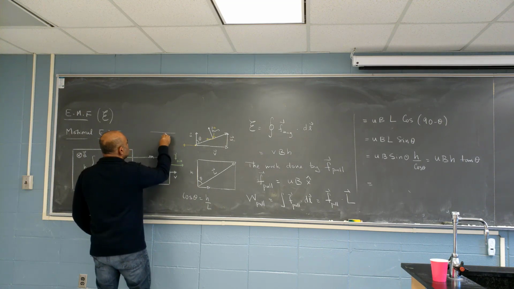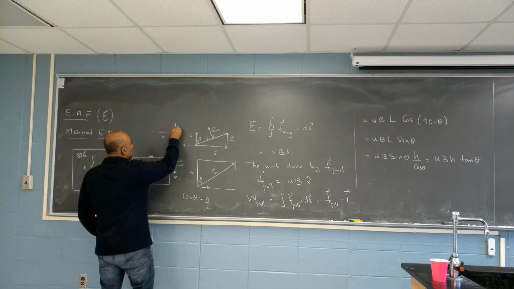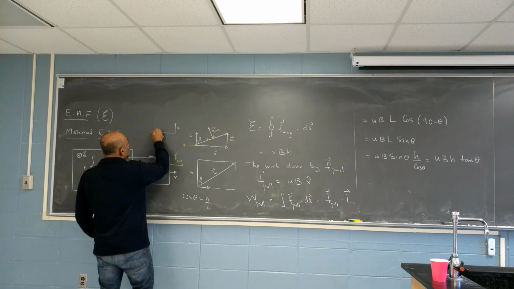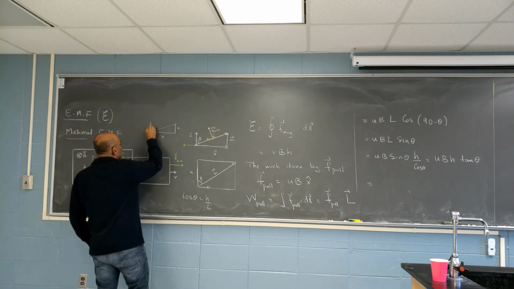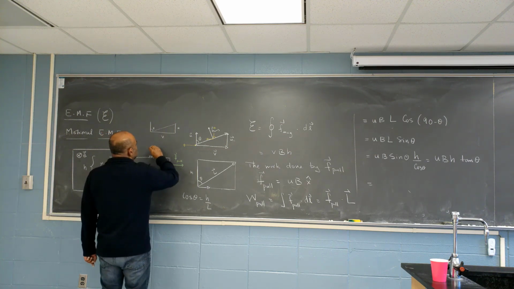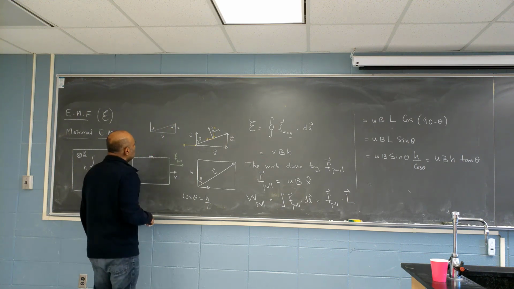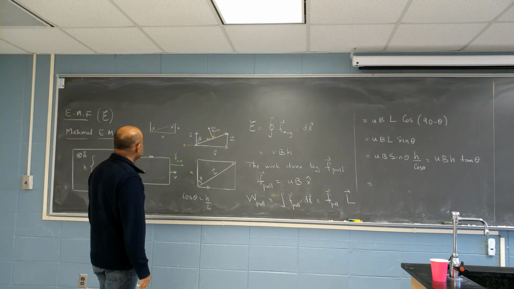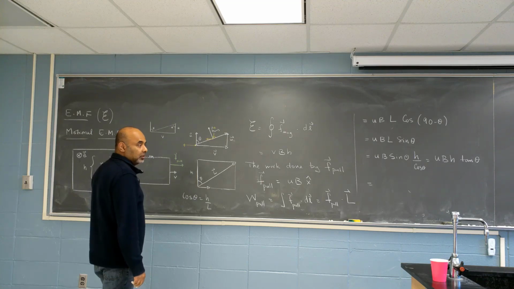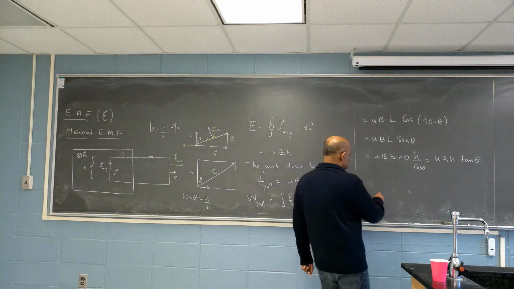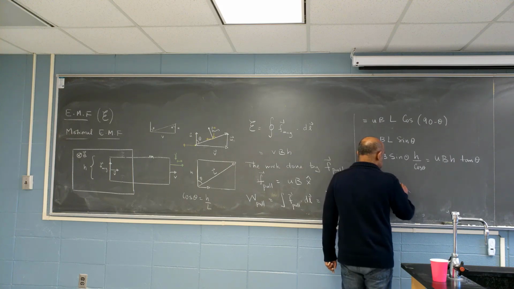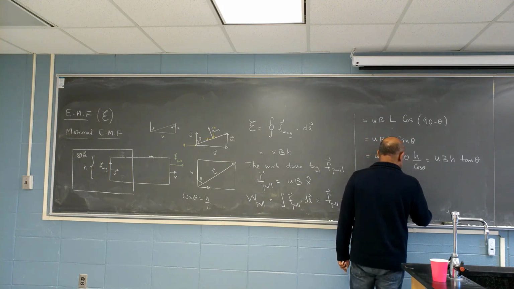V, U. This is theta. So what does that mean? This is theta, correct? And we need tangent theta. What is tangent? Opposite over adjacent. So that is UBH, V over U.